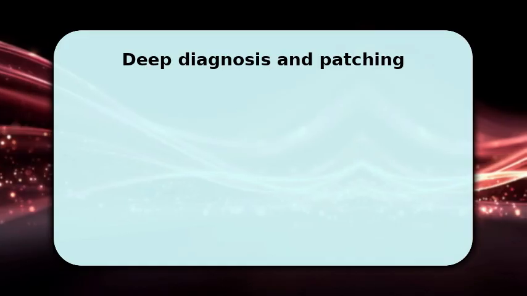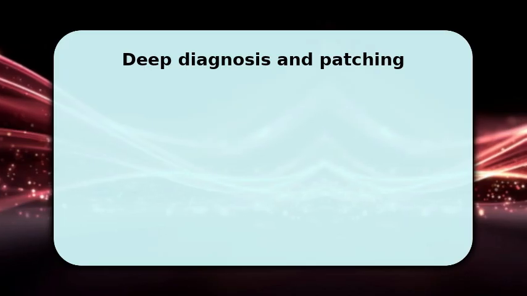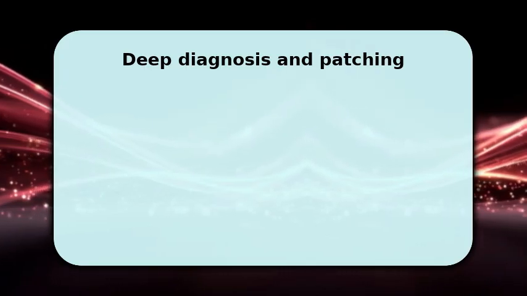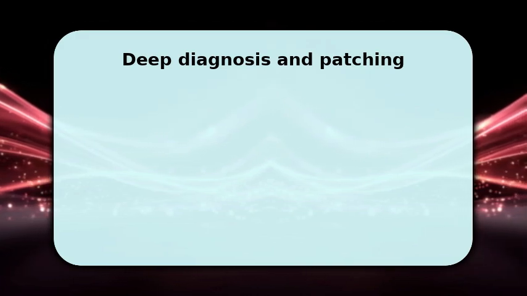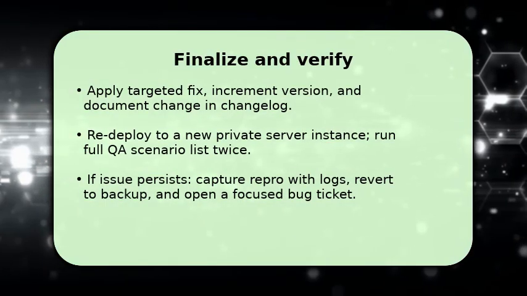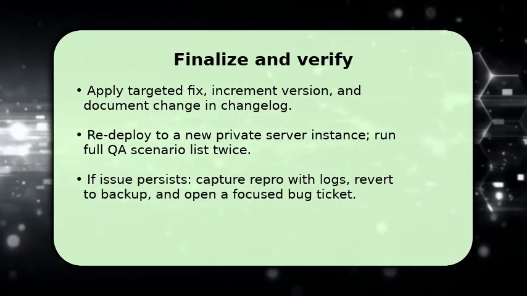Finally, audit asynchronous data store calls. Ensure awaits are present, and add exponential backoff retry logic to prevent race conditions that only appear under private server timing. You finish by implementing the minimal, documented fix and incrementing the build number so players get the update.